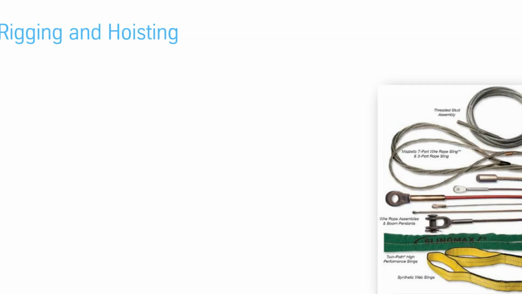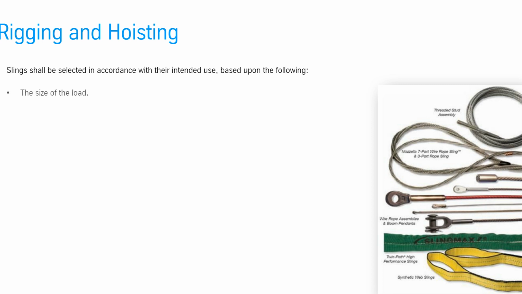Rigging and hoisting. Slings shall be selected in accordance with their intended use, based upon the following: the size of the load, type of the load to be lifted, the location of the load, and the environmental conditions of the workplace. Slings are generally one of 4 types: wire rope, metal mesh, synthetic fiber rope, synthetic web. In general, use and inspection procedures place these slings into 3 groups: wire rope, mesh, fiber rope, web. All slings shall be visually inspected before use.